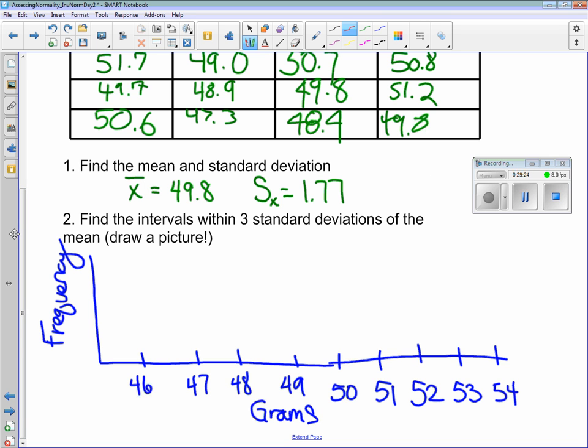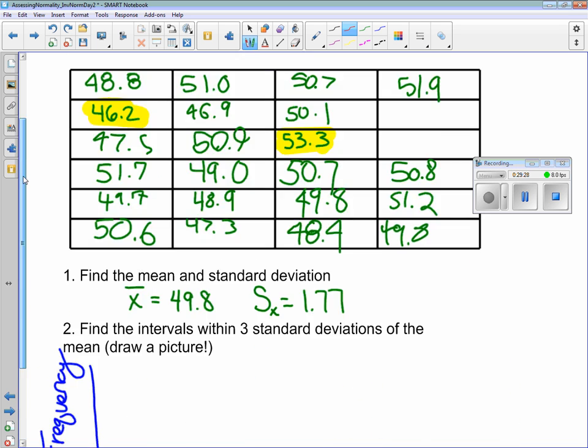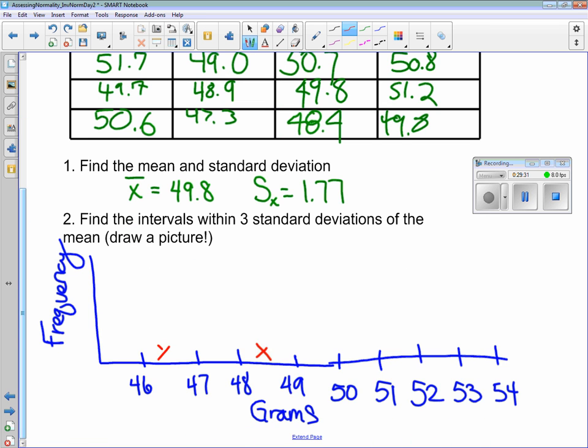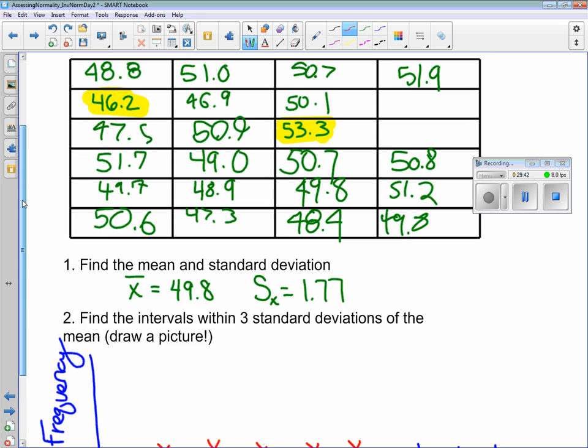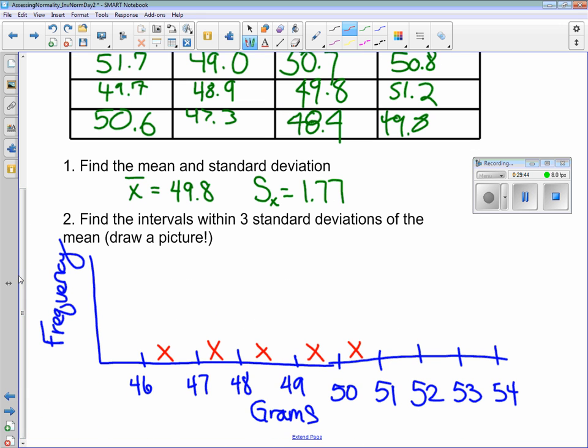48.8, well, that's going to go here, right? Okay. 46.2, and then 47.5, 49.7, 50.6. I'm pretty spread out, aren't I? All right, let's keep going. 51. Exactly. Where should that go? Nope. It has to go on top of one of those x's or off to itself.